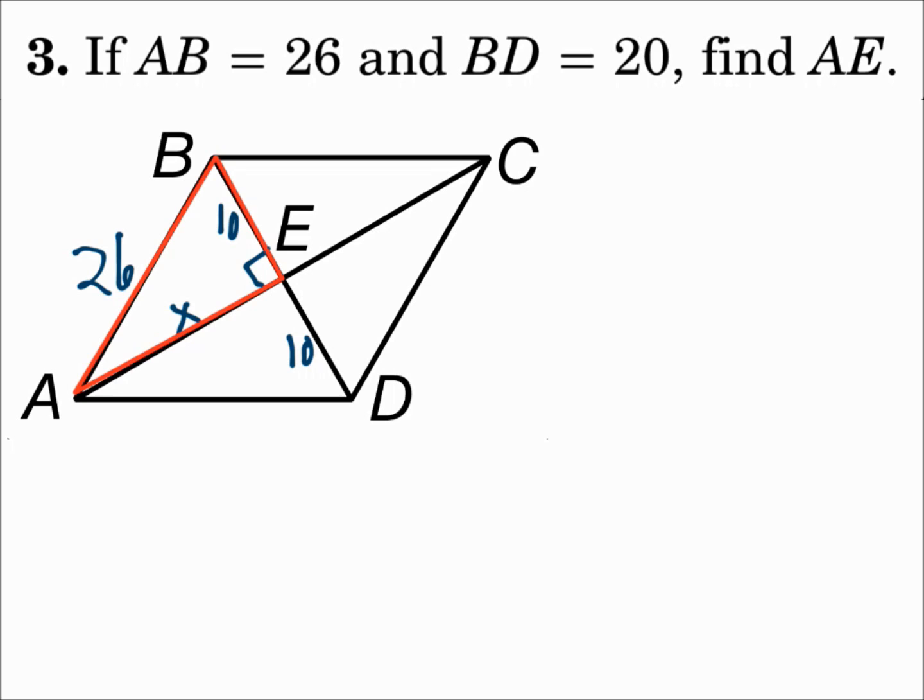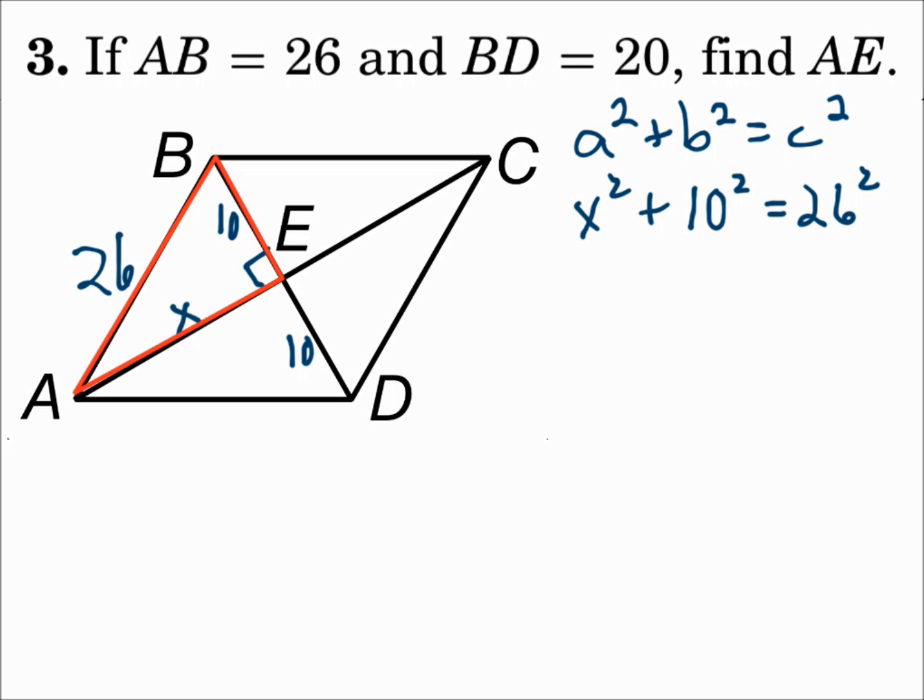Focus on those side lengths. That's a right triangle. And when you know 2 sides of a right triangle, the Pythagorean theorem will get you the 3rd side, and that'll get us the length of segment AE. A squared plus B squared equals C squared. Remember that A and B are the legs, so that'll be X and 10, and C is the hypotenuse, which is 26.